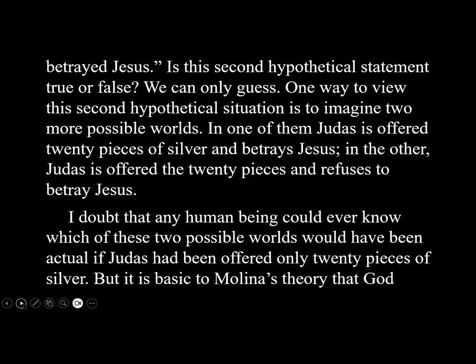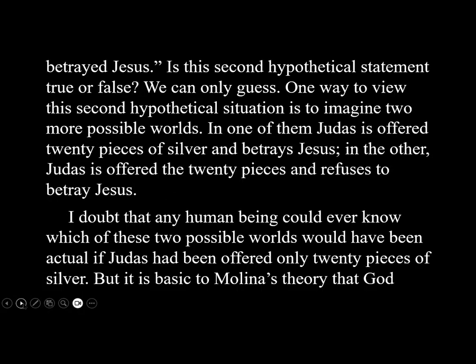One way to view this second hypothetical situation is to imagine two more possible worlds. In one of them, Judas is offered 20 pieces of silver and he betrays Jesus. In the other, Judas is offered 20 pieces of silver and he refuses to betray Jesus. He says, I doubt that any human being could ever know which of these two possible worlds would have been actual if Judas had been offered only 20 pieces of silver.